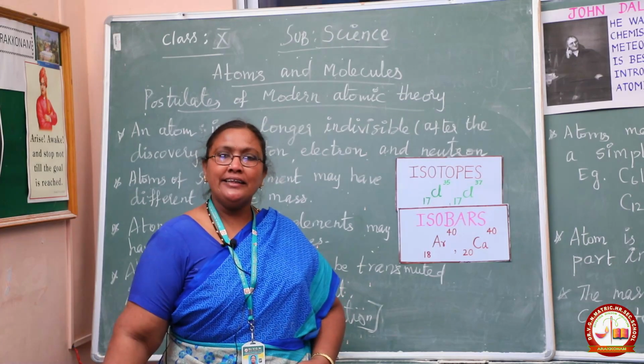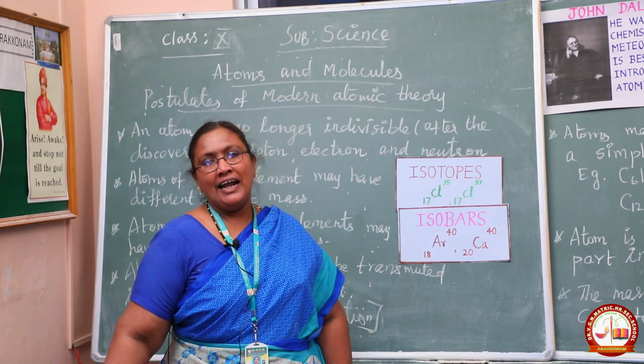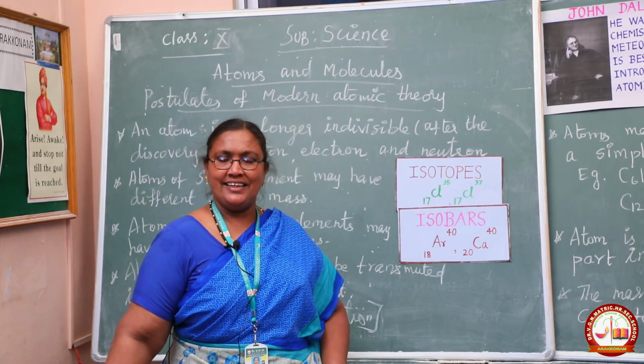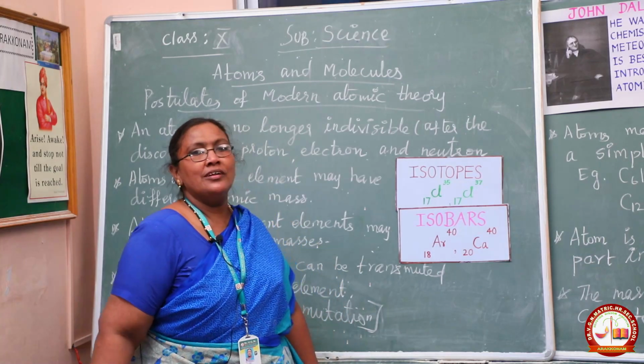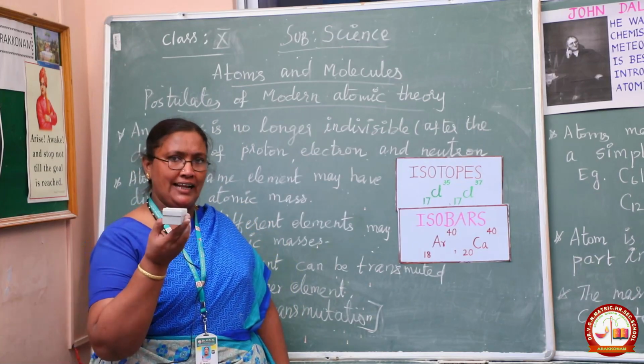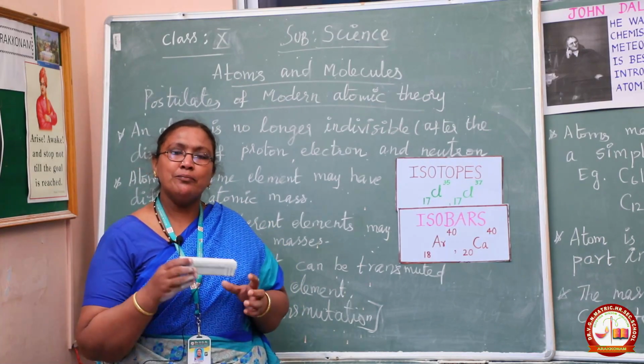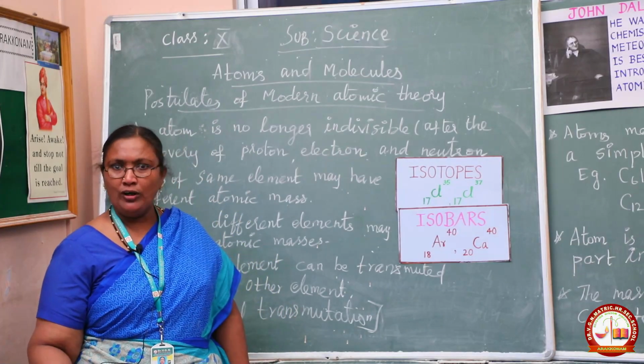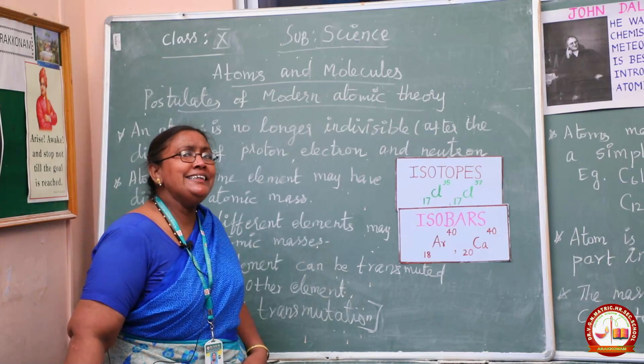Nothing but anything that occupies space and has weight is called as matter. Already you learnt in lower classes. Can you remember? Now, that duster is also a kind of matter. That matter is made up of small atoms. That matter is made up of what? Small atoms. Then, what is atom?